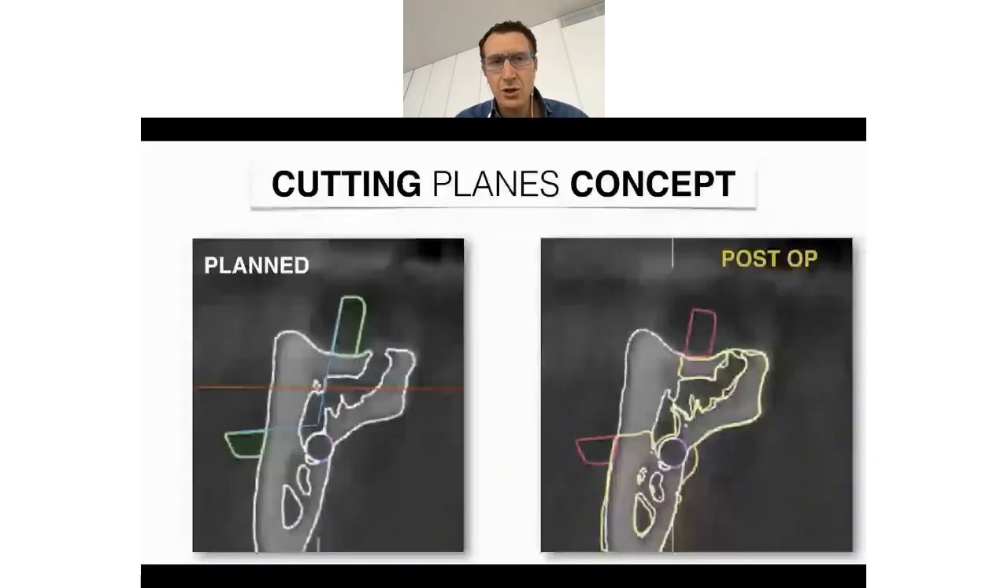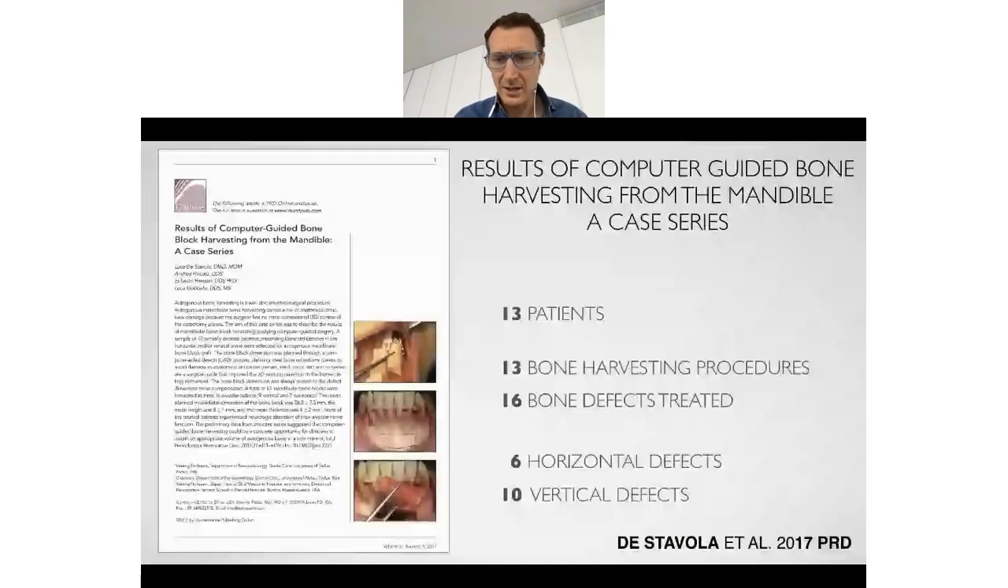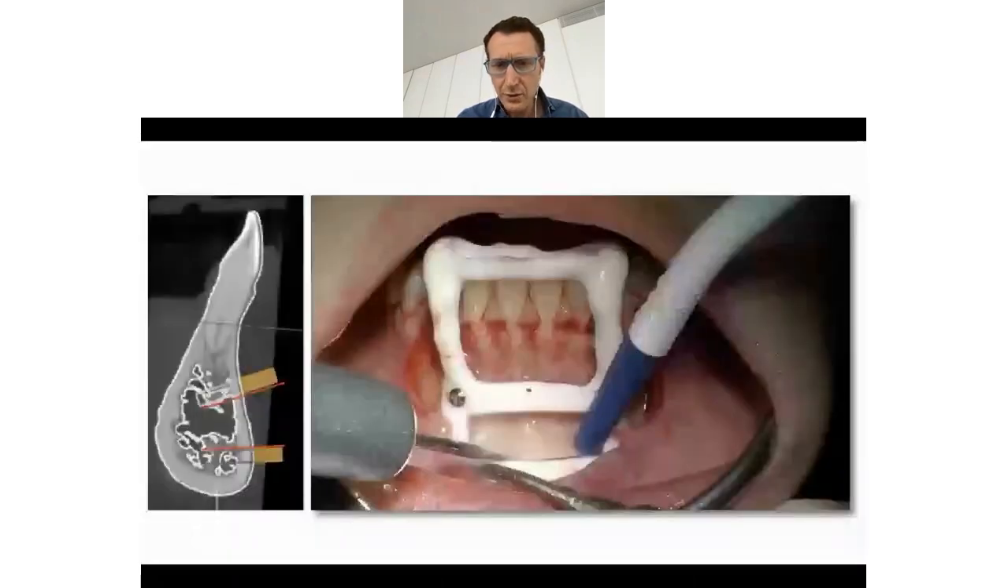And this is a three-dimensional pre-op and post-op DICOM data and analysis, and you see that we are perfectly fitting with the surgical template. It means that the surgical template was in the right position, and the osteotomy lines are being performed in the right way. There is a second publication that came out in Journal of Periodontics and Restorative Dentistry in 2017, reporting the first 13 patients treated.